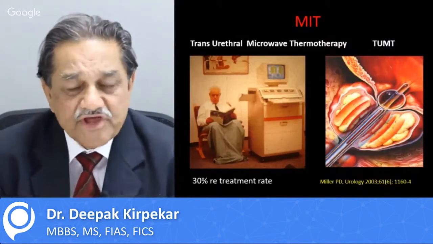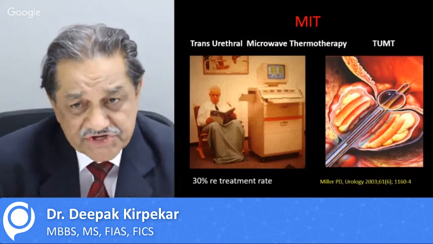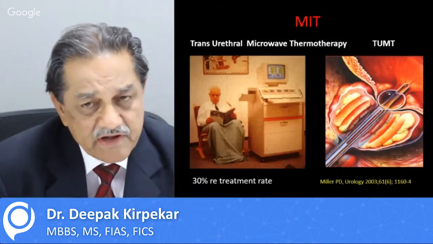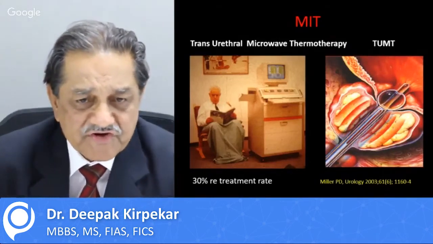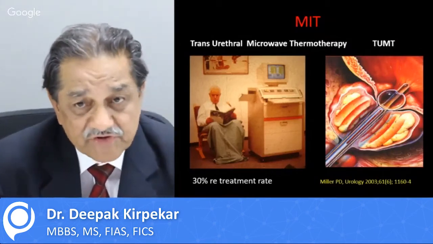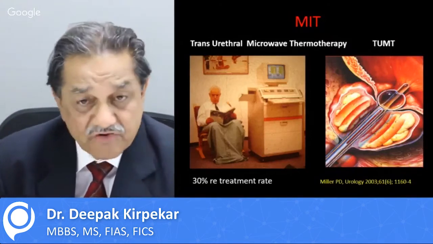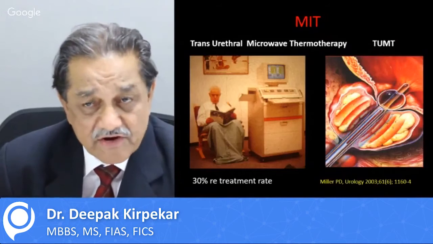Transurethral microwave thermotherapy came in 1995. It became popular initially, but a number of studies showed the retreatment rate was as high as 30%. At the moment, we have a third generation of machine on trial, and we will only wait for the outcomes to tell us whether this is going to be there or not.